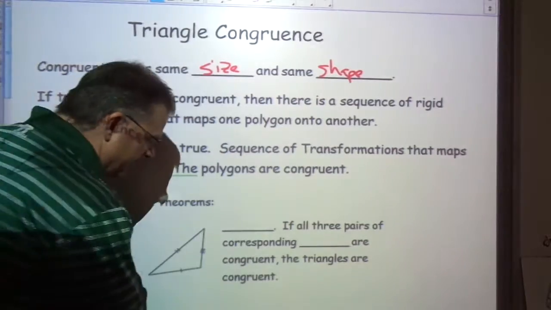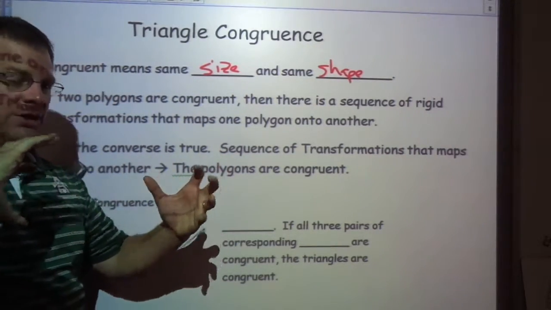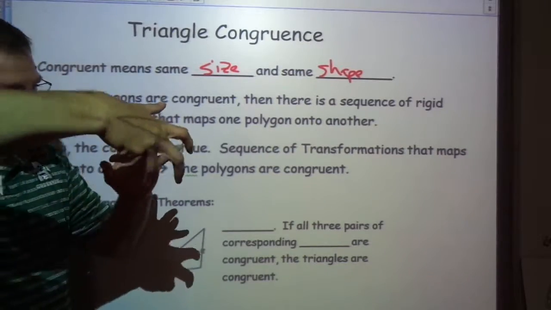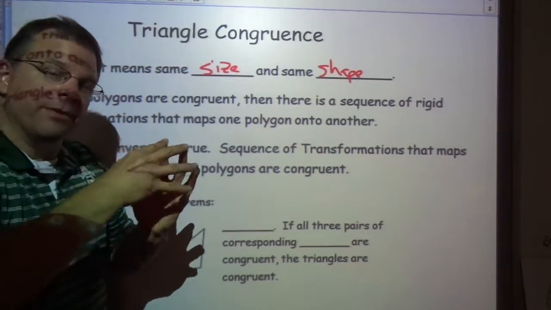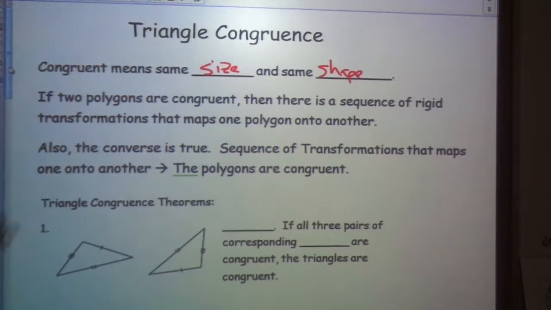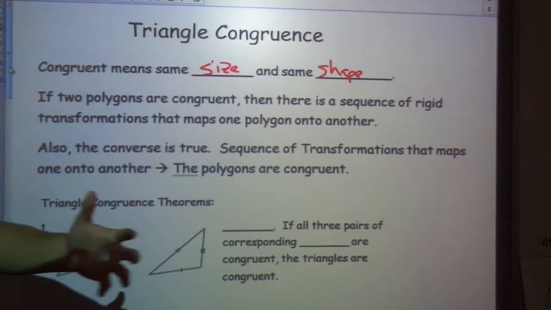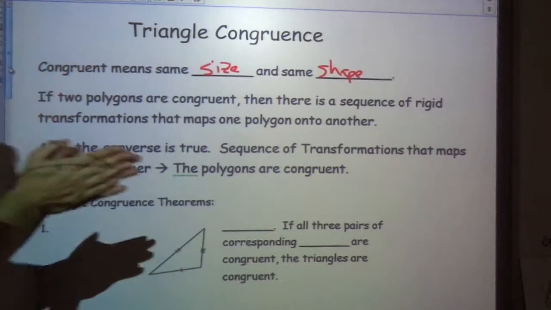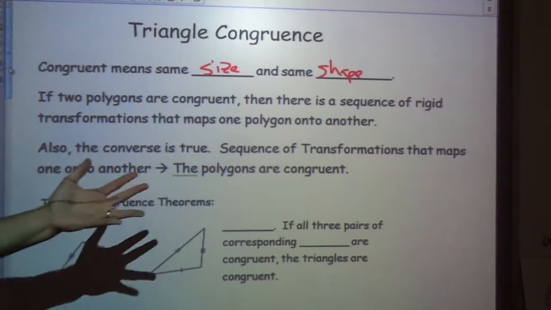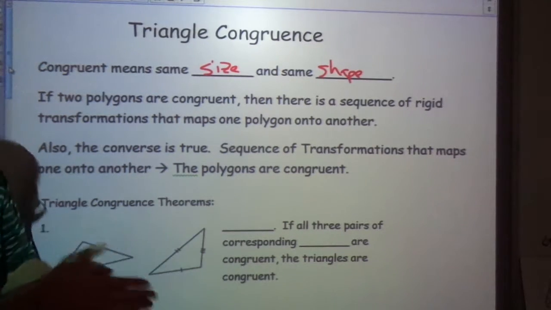Now if all the sides and all the angles were equal, then we could do a series of transformations. We could slide it, flip it, rotate it to match one triangle on top of the other, and that's how we know that they're congruent for sure. We could say if two polygons are congruent, then there is a sequence of rigid transformations that maps one onto the other. And the converse is true. If there's a sequence that maps one onto the other, then they are congruent.